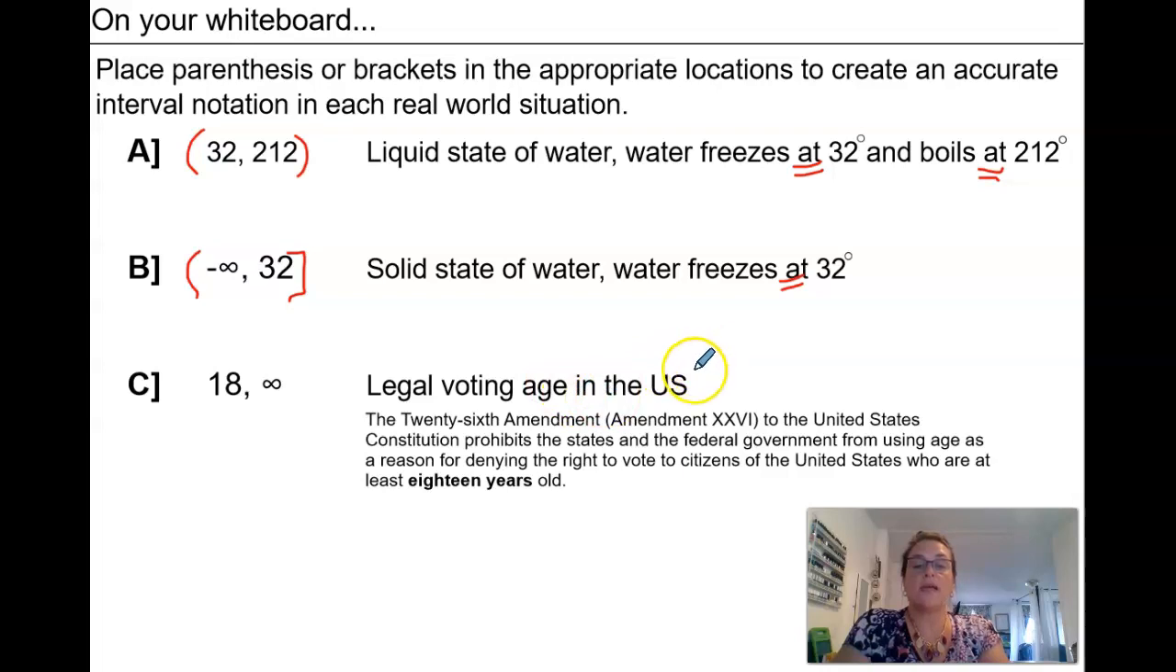Okay, legal voting age in the U.S. Underneath it tells us the 26th Amendment to the United States Constitution prohibits the states and federal government from using age as a reason for denying the right to vote to citizens who are at least 18 years old. So at least, right? That's what we need to focus in on there. So if they are at least 18 years old, does that include 18? And the answer is yes. So we have a bracket at the 18, and then infinity always gets a parenthesis.